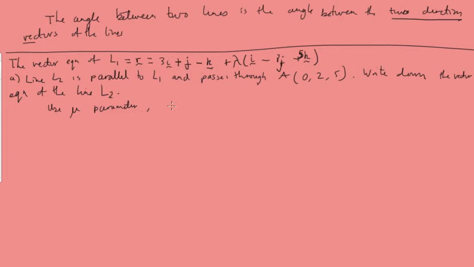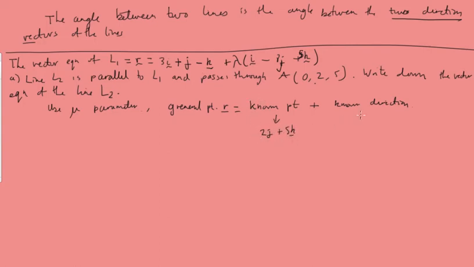And the general point r is still equal to the known point plus the known direction vector. So our known point is point A, so it's going to be 2j plus 5k.